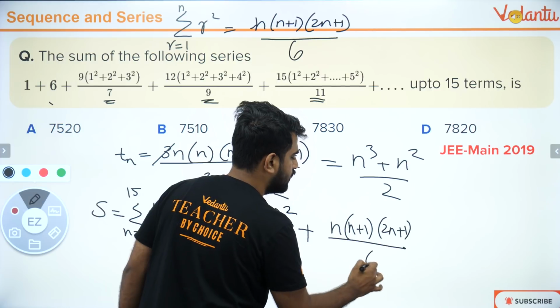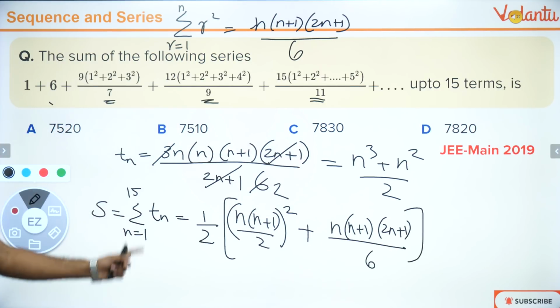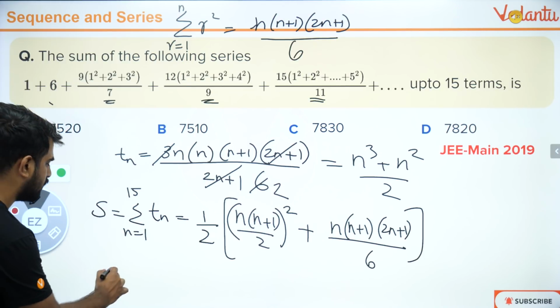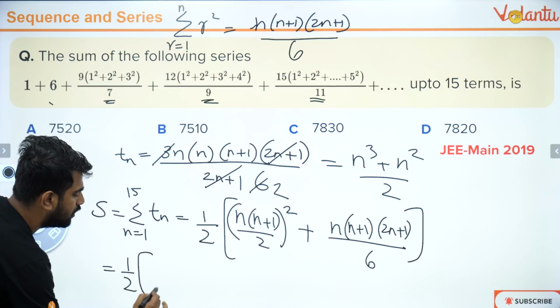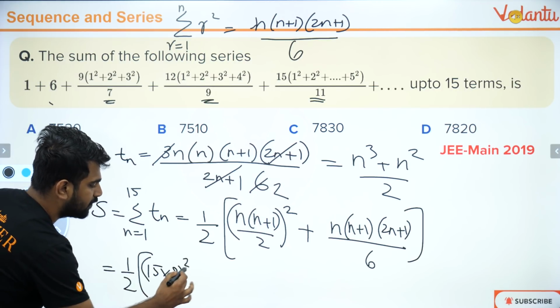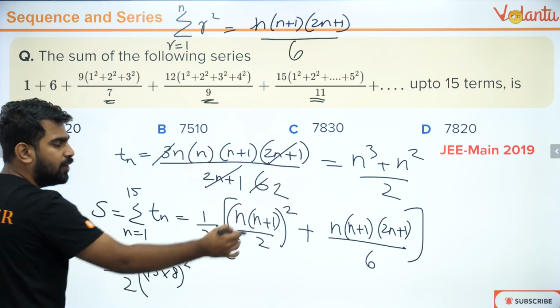Just now we saw that. Okay, so again I can take n into n plus 1 outside, or you can directly solve it, whichever you like. Just put n equal to 15, you will get your answer. What is the answer? Half times of 15 into 8 whole square. How did I get 8? 16 by 2 will be 8, na?